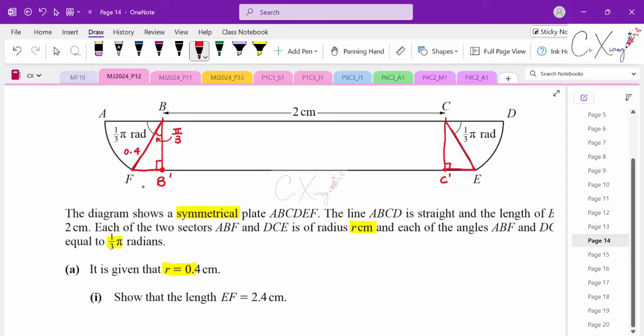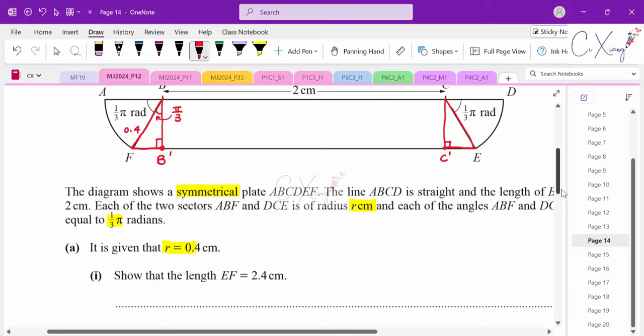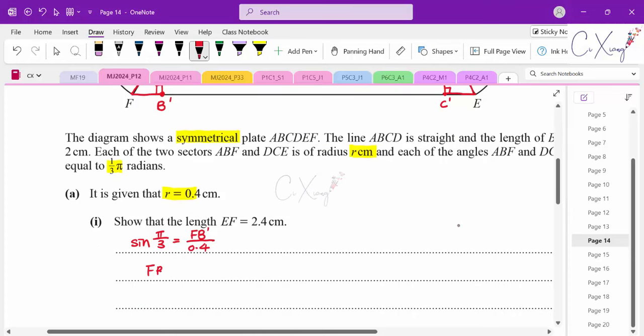To calculate the length of FB prime, I'm going to use the ratio of sine. From the triangle here, you can see that sine pi over 3 can be written as FB prime over 0.4. So what's the length for FB prime? FB prime equals 0.4 multiplied by sine pi over 3. What's the value of sine pi over 3? It is a half. Therefore you are getting 0.2. And this is also equal to the length of C prime E.